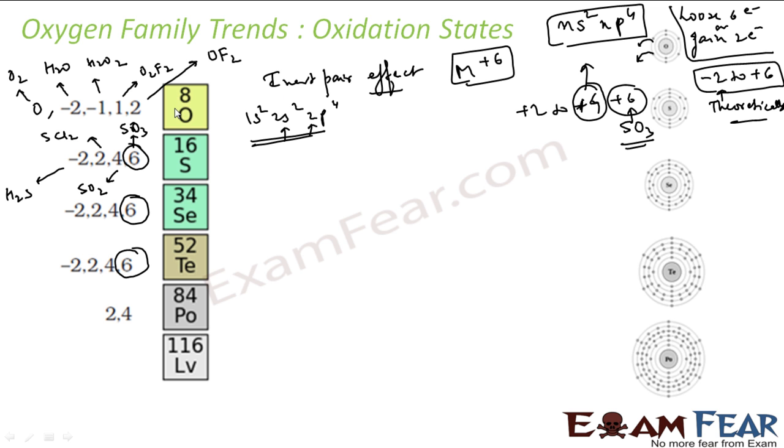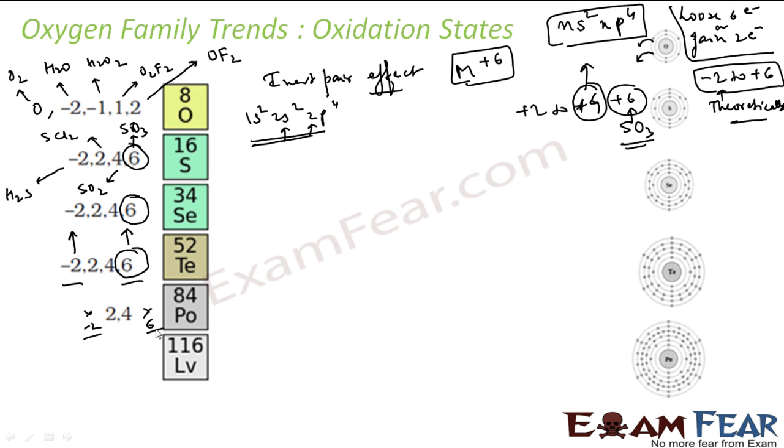So apart from oxygen, other elements actually show -2, +2, +4, +6. Why? These higher oxidation states are possible down the group because of the empty d orbital also, right? The tendency to show -2 also decreases down the group as the size increases, and the tendency to show +6 also decreases down the group. So in this case, both -2 and +6 are not there for polonium.